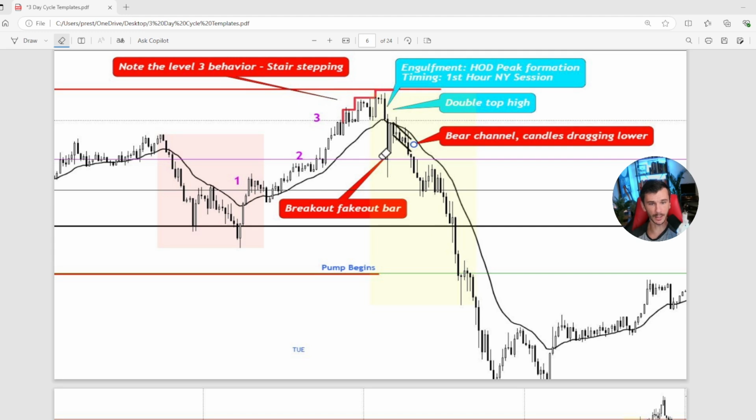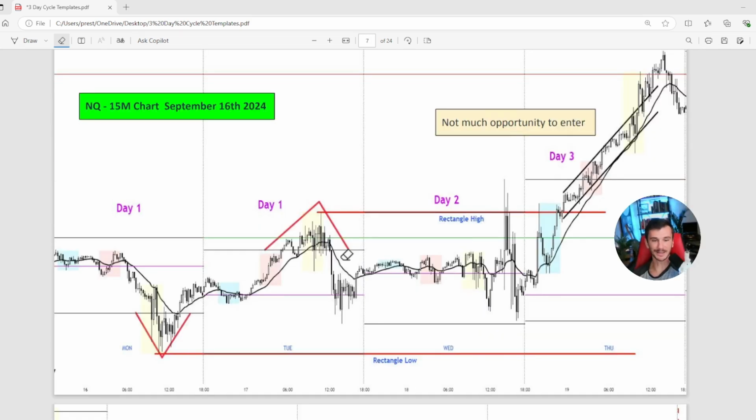So this is the breakdown. This is the first pullback into the EMA, breakdown, second pullback into the EMA, and then the rectangle follow through. Basically breaking out of that rectangle and expanding the range to the downside. Another 3-day rectangle opportunity. This is the NASDAQ 15-minute chart from September 16th of 2024.